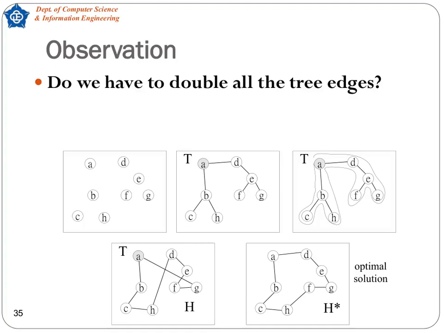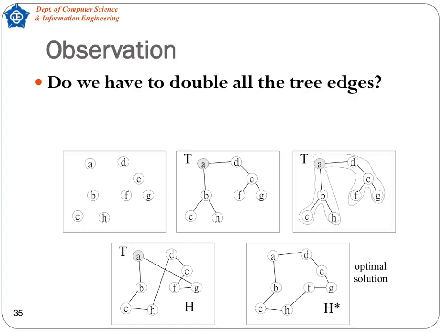Here we start with 8 points labeled A through H scattered in the plane. In the second panel, we pick an arbitrary spanning tree T that connects them. Then, if we double every edge of T as shown in the third panel, we get an Eulerian tour, but we also pay twice for each link.